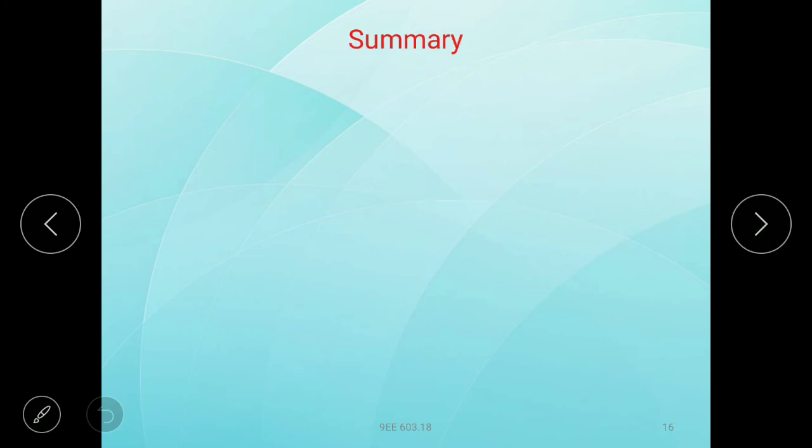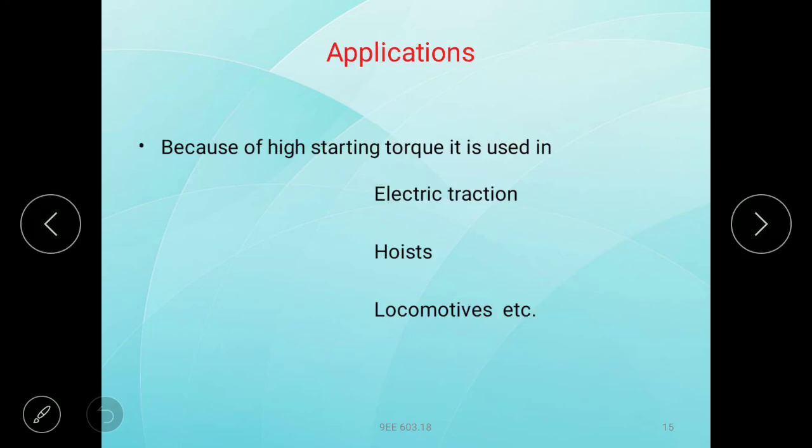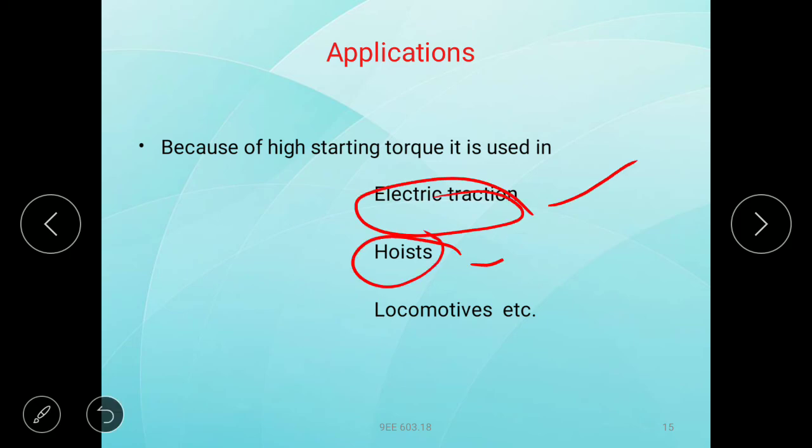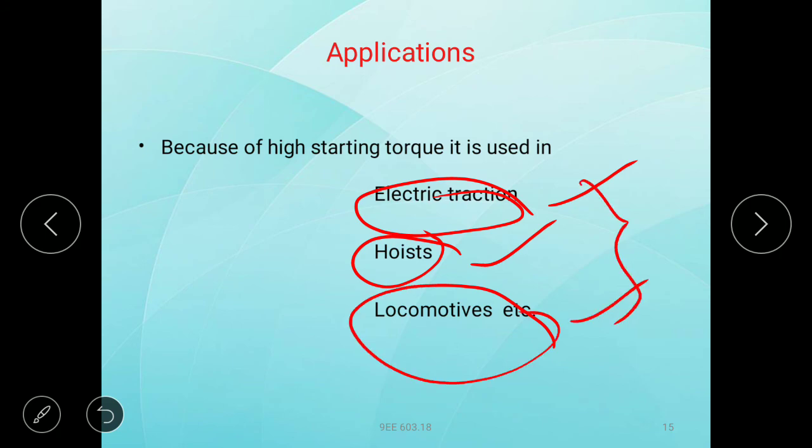So here, electric traction means electric vehicles, hoist means it lifts the weight, and locomotives also lift weights. So these are all for lifting or movement of weights. So it is used only where high starting torque is needed.